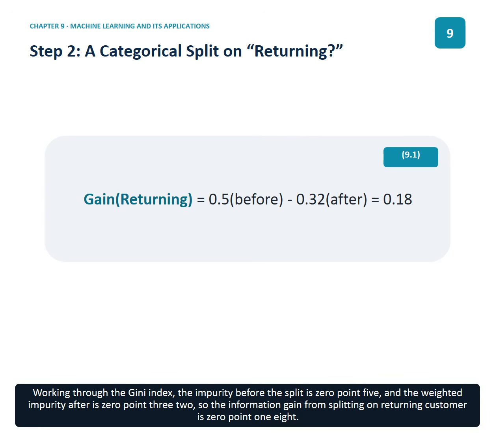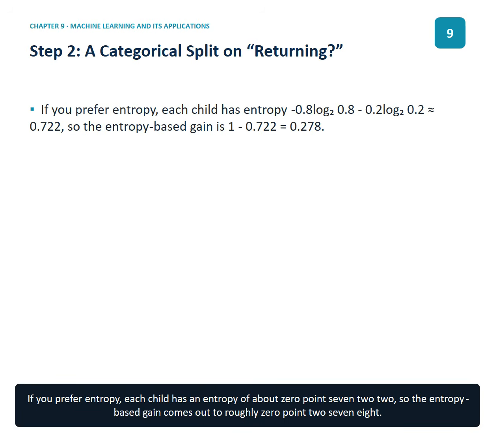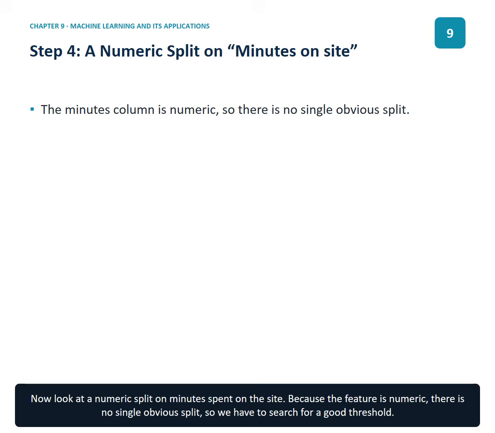Working through the Gini index, the impurity before the split is 0.5 and the weighted impurity after is 0.32. So, the information gained from splitting on returning customer is 0.18. If you prefer entropy, each child has an entropy of about 0.722, so the entropy-based gain comes out to roughly 0.278. Now look at a numeric split on minutes spent on the site.